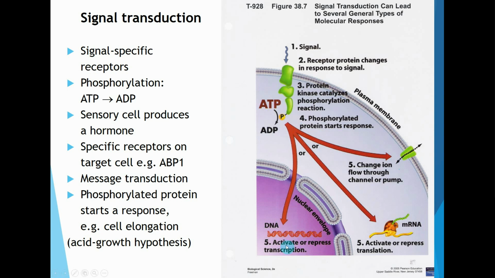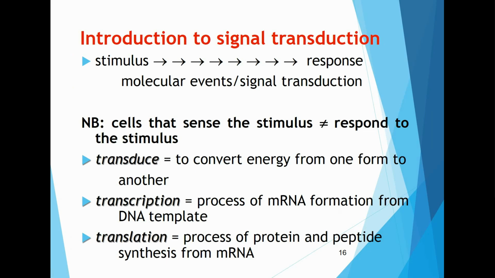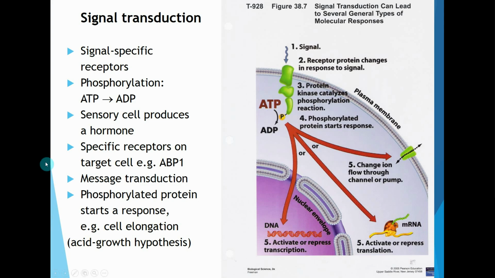It can go to the DNA and activate or repress. It can go to the mRNA, activate or repress. So the DNA, because okay, let me step back for a moment. Let me go through this. Remember, your DNA is going to transcribe and your mRNA is going to translate. So when it comes here, if it goes to the DNA, it's going to transcribe. It's going to activate or repress transcription.